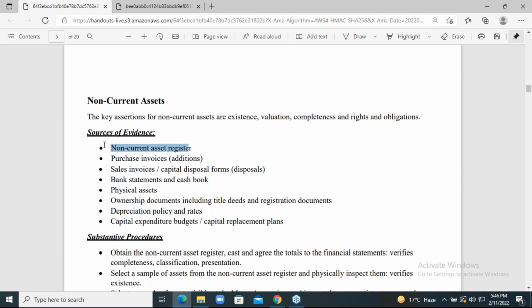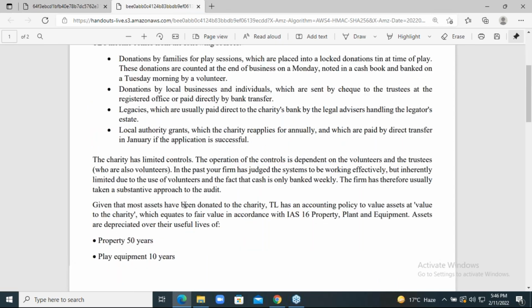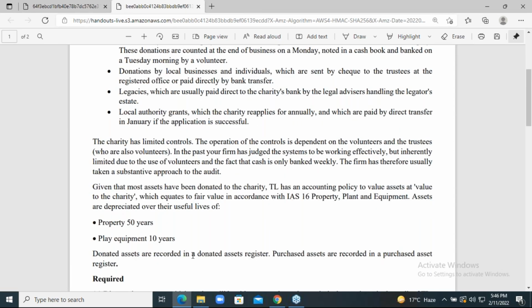Yes, we are going to use an asset register now, but now the word will not be non-current asset register. What are we going to use? We are going to use a donated asset register and a purchased asset register. For purchased assets, we are going to tally them with the purchased asset register. And for donated assets, we are going to reconcile them with the donated asset register. How? Let's see.